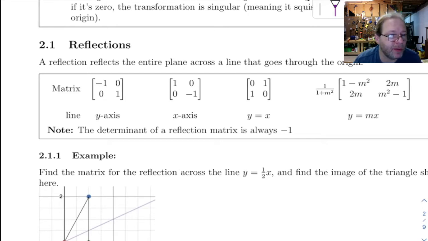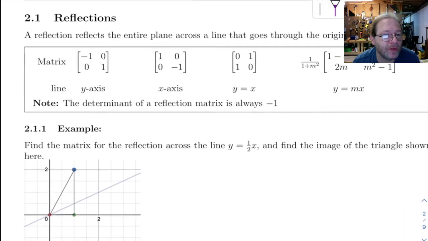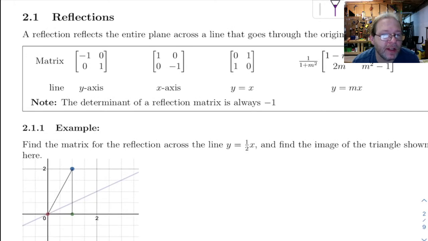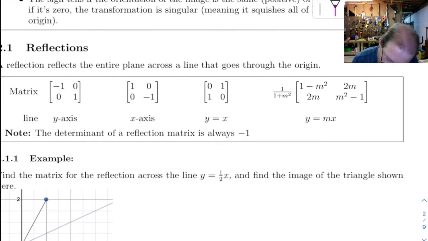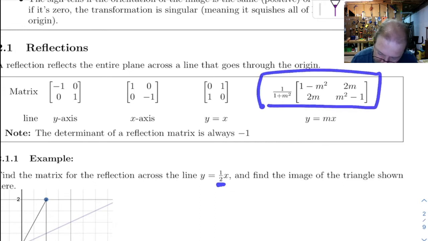All right, let's look at example 211. It says find the matrix for the reflection across the line y equals a half x and find the image of the triangle shown here. Okay, so first up, let's get the matrix. Really all we're doing here is taking 1/2 for m and plugging it into this up here.